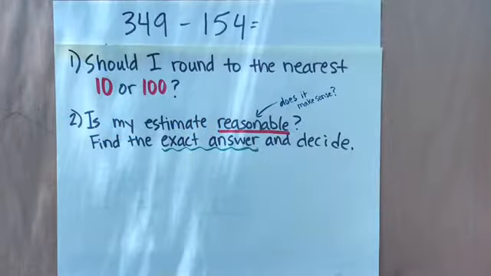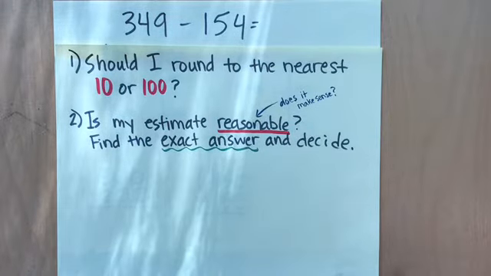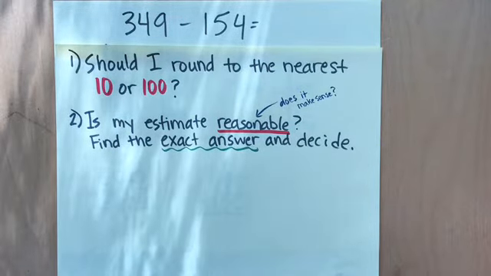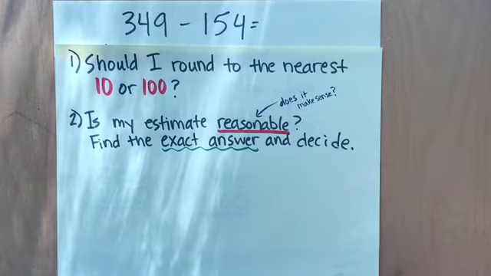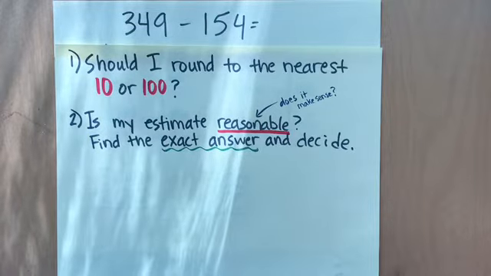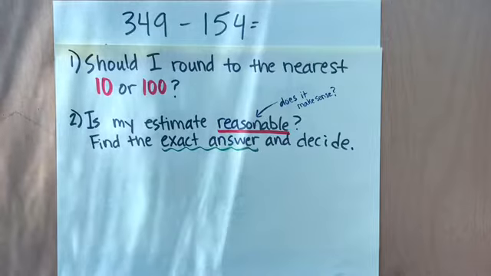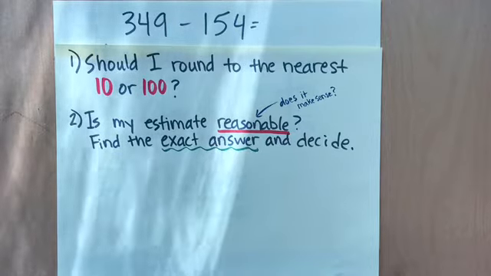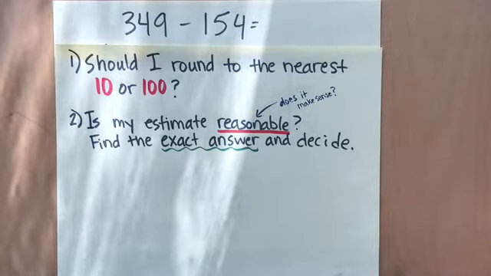Our next problem, we have 349 take away 154. This time we're going to estimate first because usually that's what we do when we encounter a math problem anyway. So I want you to think to yourself, should you round to the nearest 10 or 100? I want you to estimate on your paper right now. And then after you estimate, think about, was your answer reasonable? Estimate, press pause, and then press play when you're done.